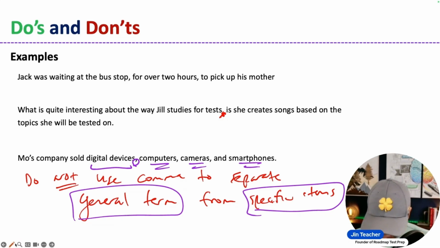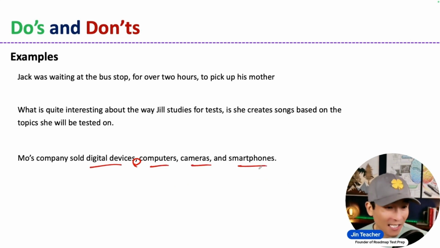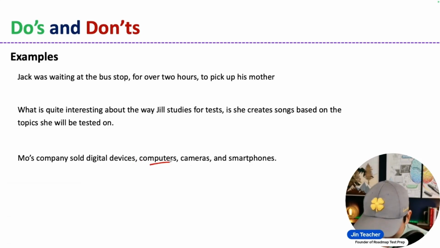So in other words, do not put a comma here after devices. Why? Because it makes it seem like devices is part of the list of items. And that doesn't make any sense, right? Digital devices is not part of the items in the list. Digital devices is your general term, right? The items in the list are all the specific items, the types of digital devices.